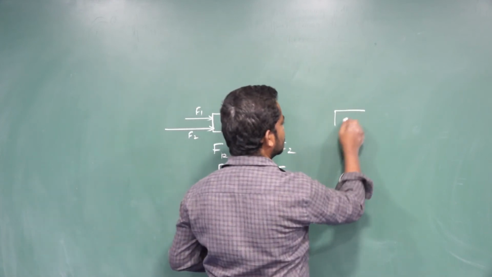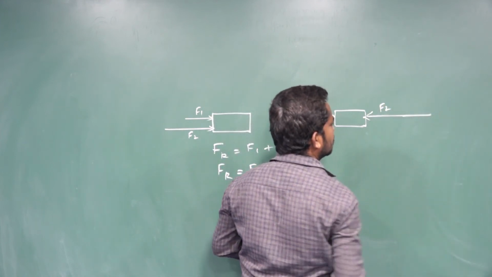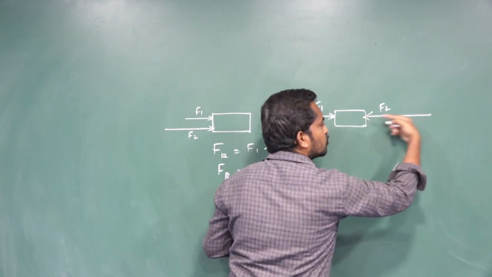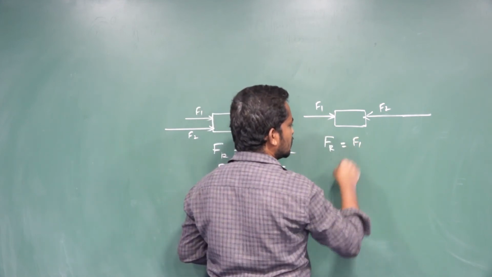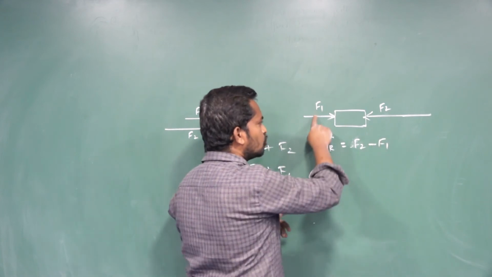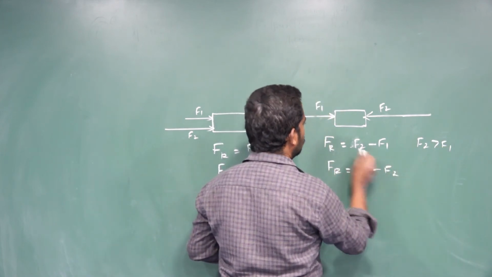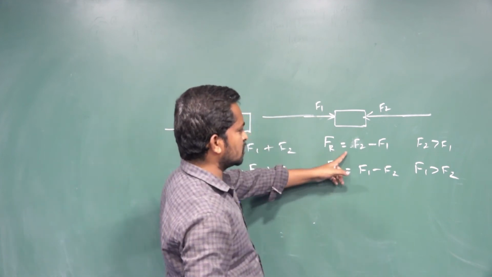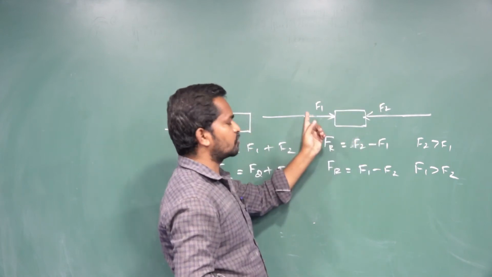Another one: consider one object. This is F1. Another force F2 acts on it in the opposite direction. I want to calculate the resultant force Fr. When F2 is greater than F1, the resultant force Fr is equal to F2 minus F1. When F1 is greater than F2, the resultant force is F1 minus F2. So when the magnitude of the second force is maximum, Fr is F2 minus F1; when the first force is maximum, Fr is F1 minus F2.